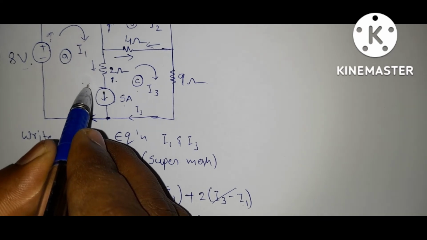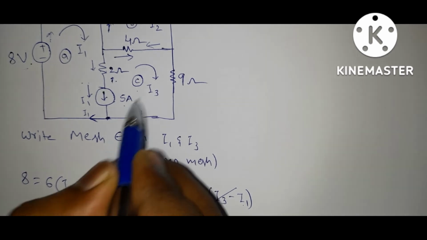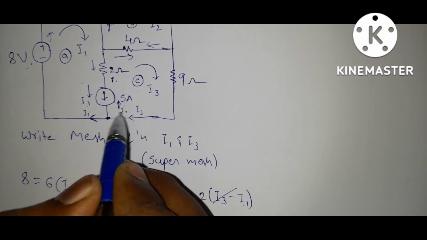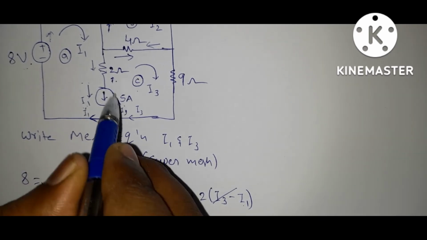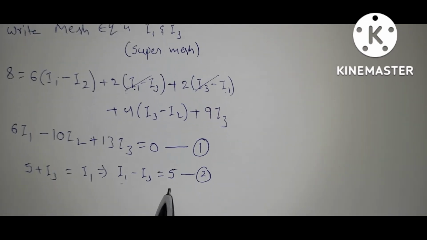If you observe here, I1 is the same direction as the 5 amps. This is I1. This I3 is opposite to the 5 amps. So I1 minus I3: this is the same as the 5 amps and this is opposite to the 5 amps. So I1 minus I3 is equal to 5, without applying KCL.